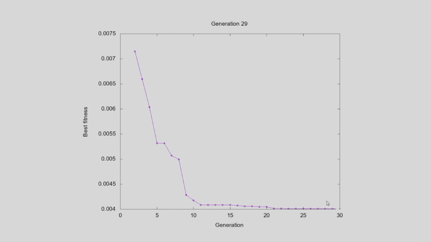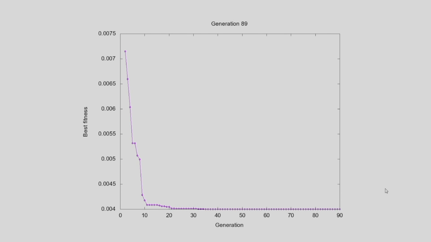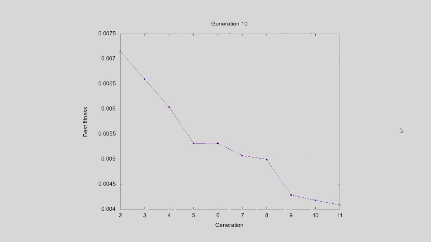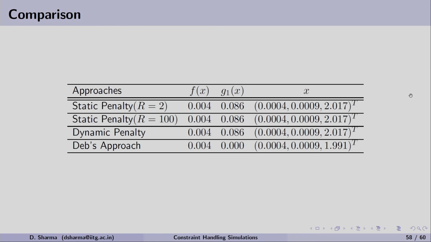Here we can see that almost close to 35 generation, this particular approach has found the best fitness solution for the given problem. So that small change we can see with Deb's approach is only because it gave more emphasis to the feasible solution than the infeasible solution.